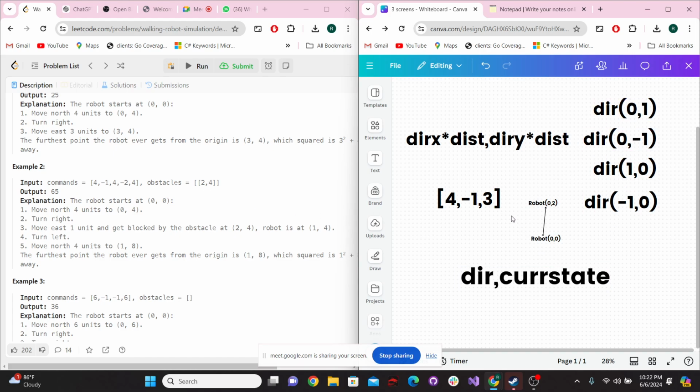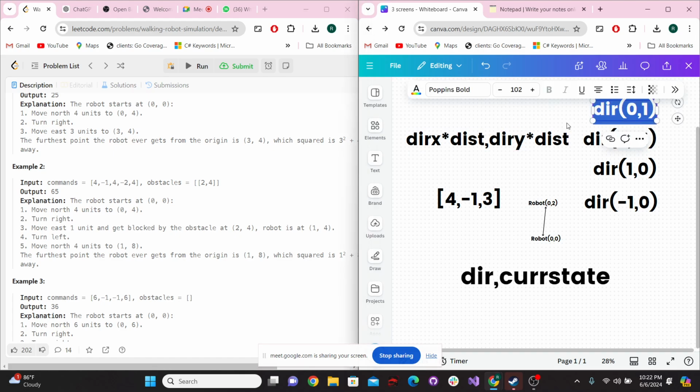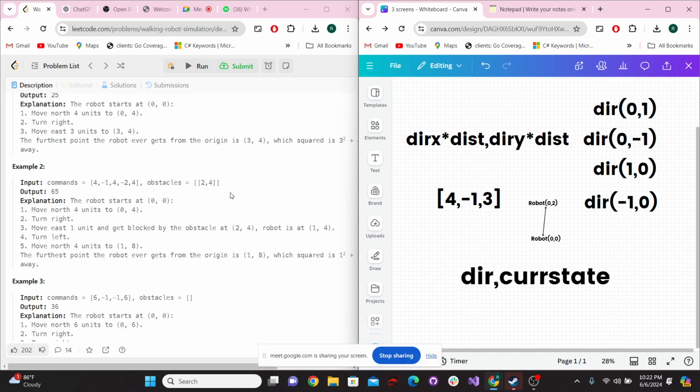So you're moving in the x direction or you're moving in the y direction. So it's very easy here. There is an obstacle at 2 4, right? This is the case. I'm moving in the x direction. Sorry, I'm moving in the y direction.